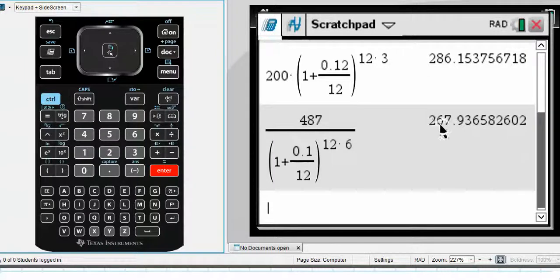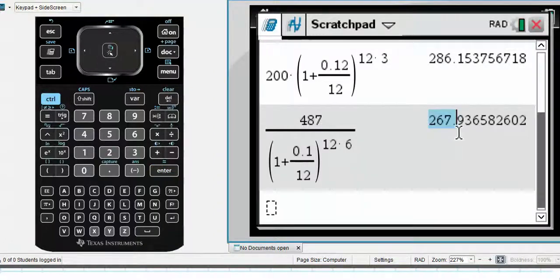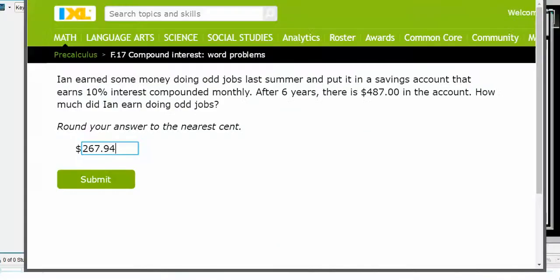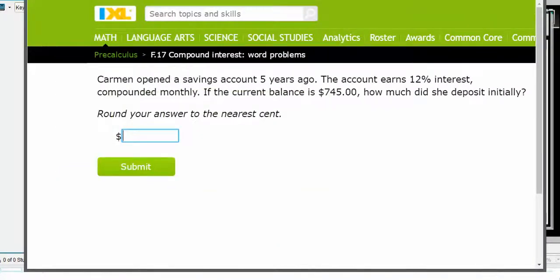It appears that he would have invested $267.94, and that's what turned into $487. So let's give that a try. 267.94. So let's see. Okay, good. It looks like we did that one just fine.